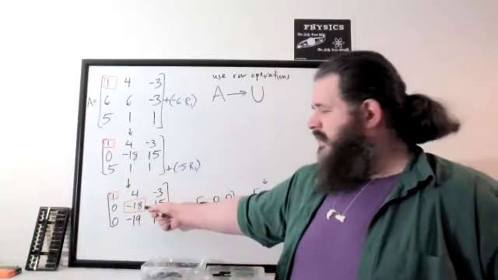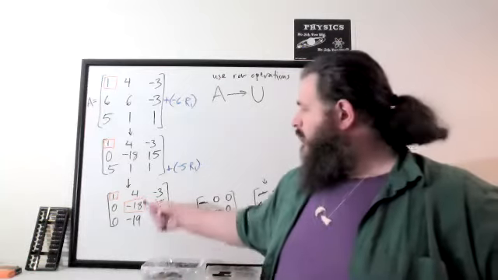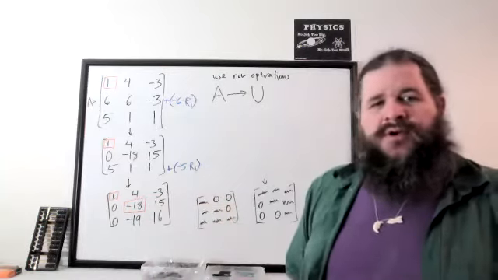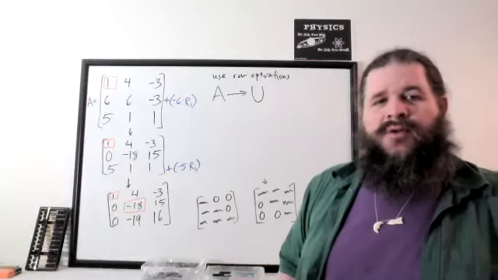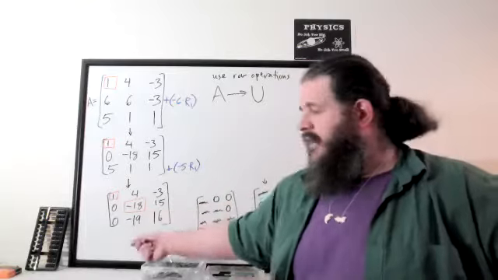And so we want to use that negative 18 to eliminate. If we were going all the way to reduced row echelon form, we'd want to eliminate everything above and below. But in this case, we don't need to go all the way to reduced row echelon form. We just need to go to upper triangular form. We just need to eliminate everything under the pivot.